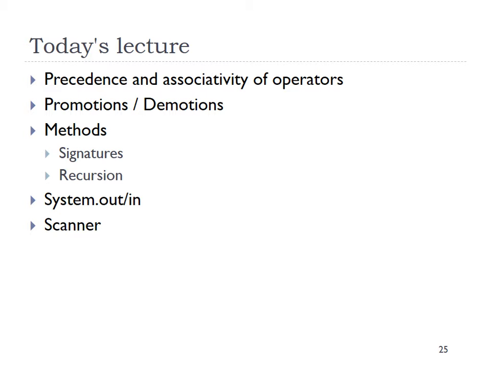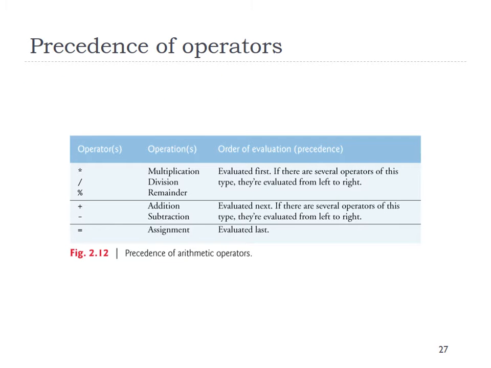Okay, precedence, promotions, demotions, method signatures, recursion, System.out, and Scanner. These are very simple things, I think, all of them. So these are the precedences. If you see, there are 3 rows here. Can everyone see this? Let's see if my pen actually works. So priority 1 is these guys, priority 2 is these guys, and priority 3 are these guys. When you evaluate a long expression, the first thing you need to look for is multiplication, division, and all of these arithmetics like the remainder, the modulus. Then you have the pluses, minuses, and then finally the assignment.